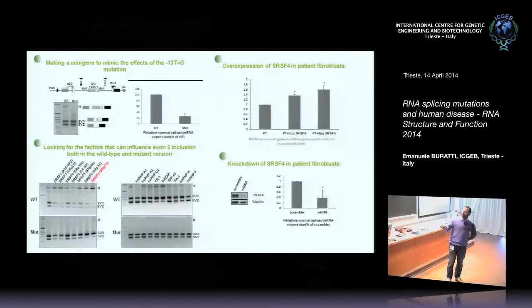And we, of course, then wanted to check whether this could be carried forward in the patient fibroblasts that we analyzed at the beginning. And you can see that indeed this was also true in the patient fibroblasts, because when we overexpressed this factor, SRp75, now called SRSF4, in the patient fibroblasts, there was an improvement in the amount of exon 2 that was being processed. And also, if we did the reverse approach, so we knocked down SRSF4 in the patient fibroblasts, then the residual amount of normal exon 2 that was included in the mRNA decreased in a significant manner.